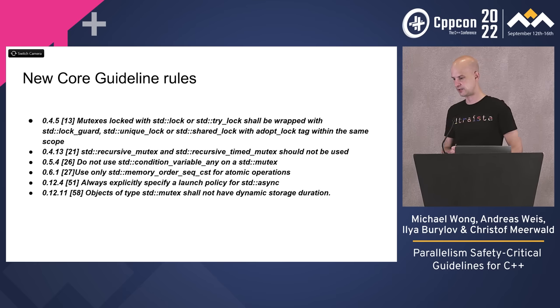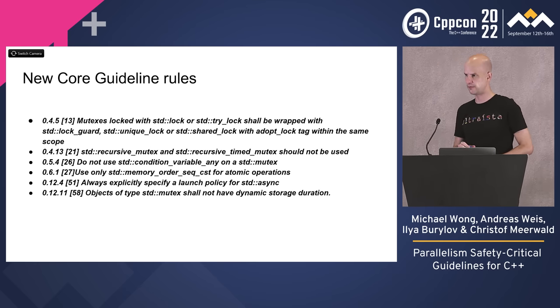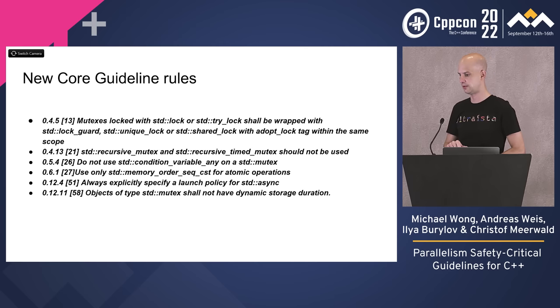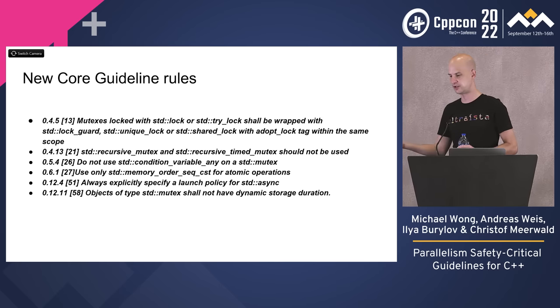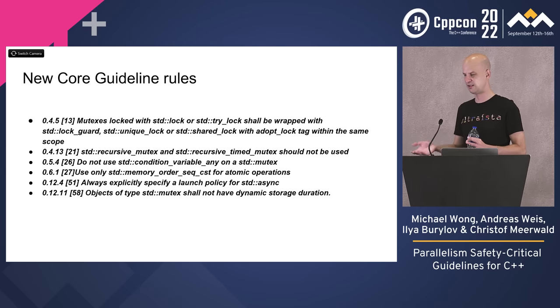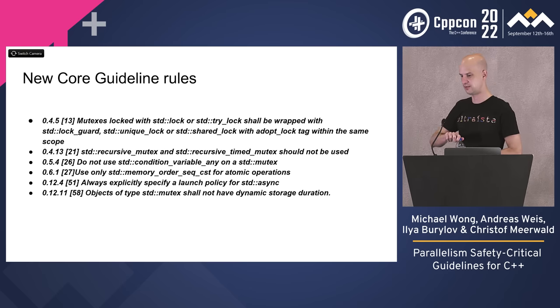Then another rule that we have is, you probably know condition variable, which is used to notify or wait for events in C++11. There's also the somewhat lesser known condition variable any, which is a little bit more generalized in that it allows you to use the condition variable with arbitrary non-standard mutex types. But of course, if you're using the standard mutex type, then you can just use the normal condition variable, because the only point of condition variable any is if you are using a different mutex. So we are just saying, if you have a standard mutex, it really doesn't make much sense to use this more flexible mechanism. So please don't do this.